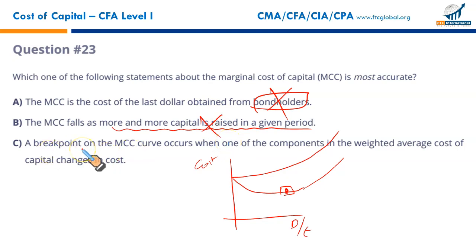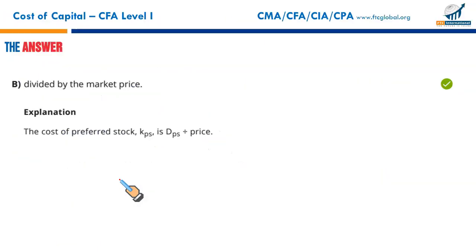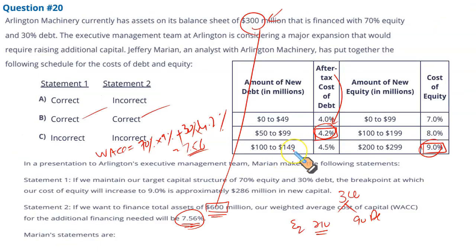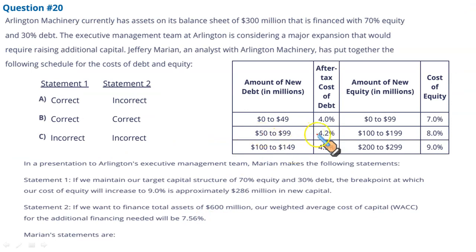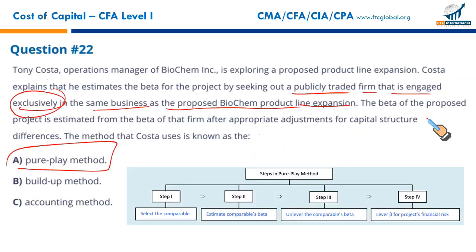The break point that we just saw a little while earlier on the MCC curve occurs when one of the components in the weighted average cost of capital changes in cost. Could be debt, equity, or preferred stock. This was the previous question. So this is the break point. 50 million for debt, cost jumps from 4 to 4.2. 50 to 100, the cost jumps from 4.2 to 4.5. Same is true for equity. As additional equity is raised, additional equity will cost you more.